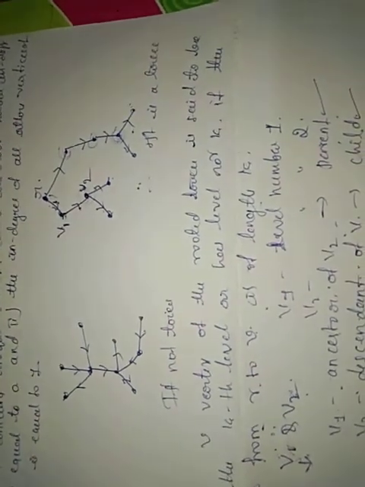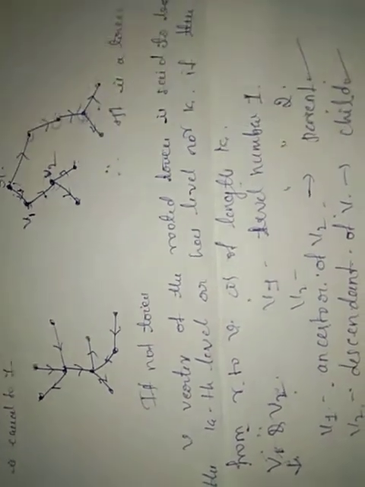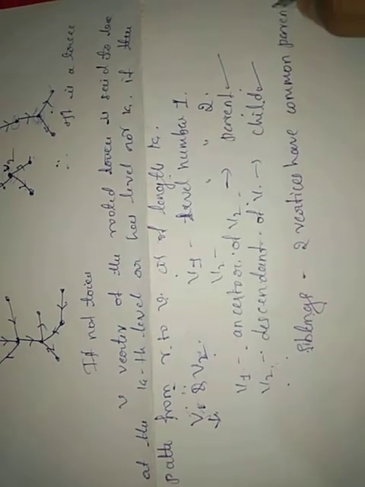And so on like that. Two vertices with a common parent are referred to as siblings. Siblings means two vertices have a common parent. See here, these two vertices have this common parent here. So these two vertices are called siblings.